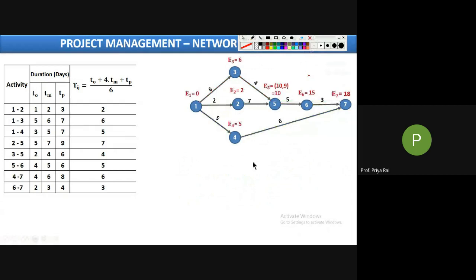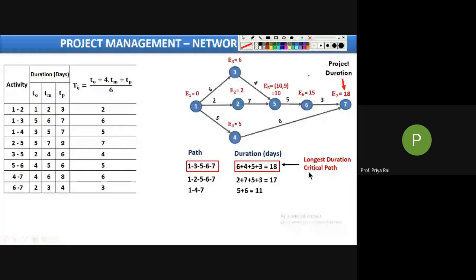See, this is the longest path, so we can say this is our critical path, and the duration of the critical path, your first question answer you got. Okay, so the duration of the critical path is 18 days. Now tell me, in this path what are the activities?